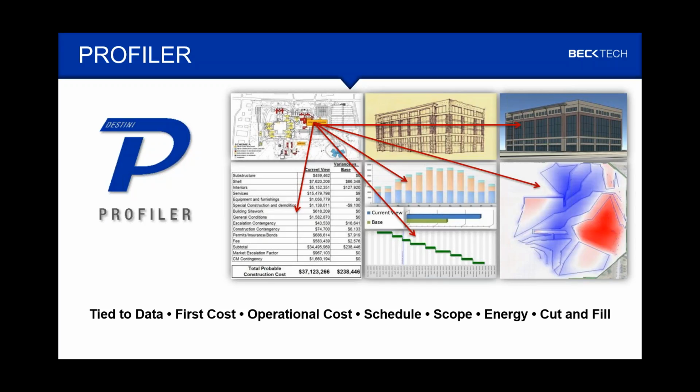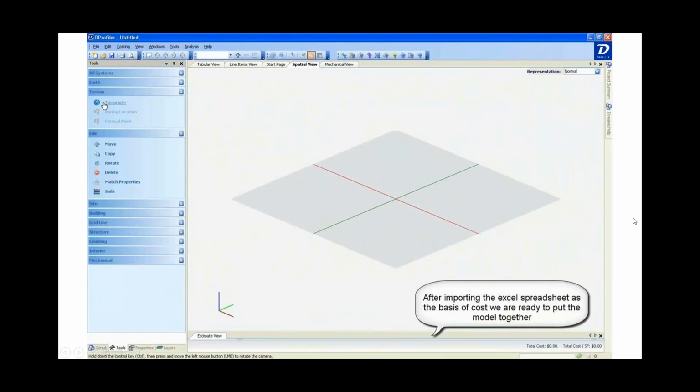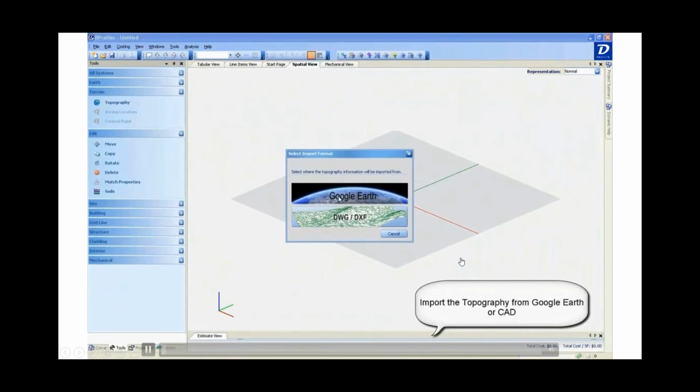So inside Profiler, we have the ability that you can bring in the topography for a proposed project. You can bring in that topo from Google Earth. You can bring it in from a CAD file. And once you've brought in the topography, you can set the elevations of the buildings, the parking, the paving. And as you do that, it's dynamically going to calculate cut and fill quantities for you. So what I thought I would do next is show you a quick little video of all of that in about 2 to 3 minutes.